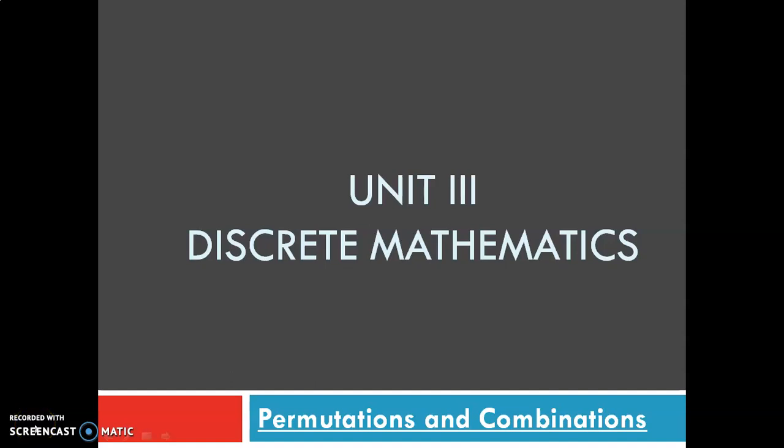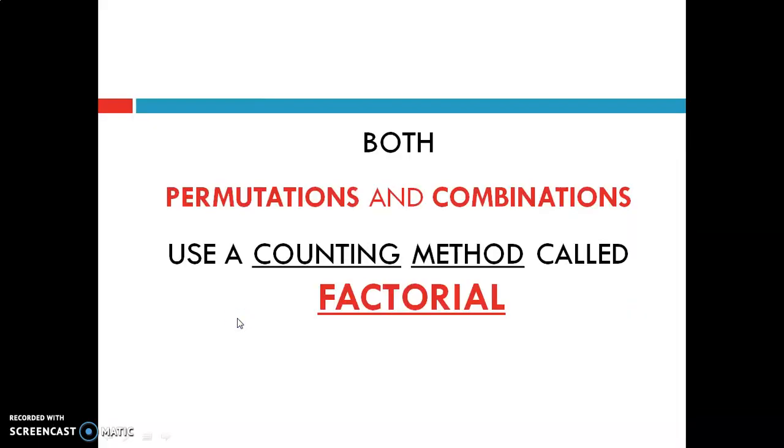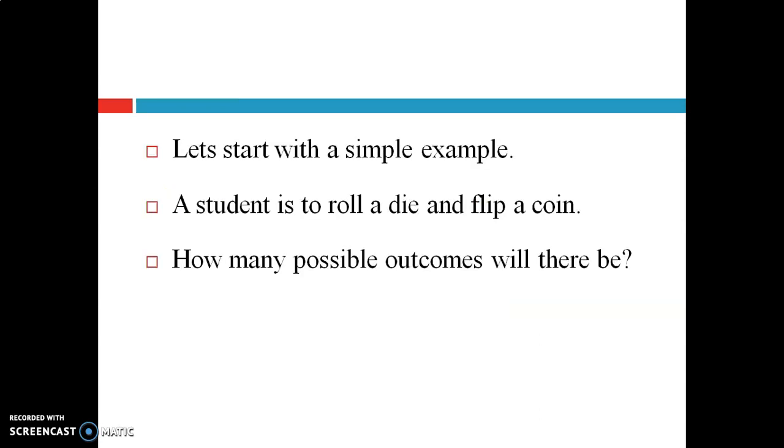Today we'll see the third unit from discrete mathematics. The name of the unit is permutation and combination. In this unit we are using counting methods to find the permutation and combination. The counting method used for this is factorial. So let's see some examples.